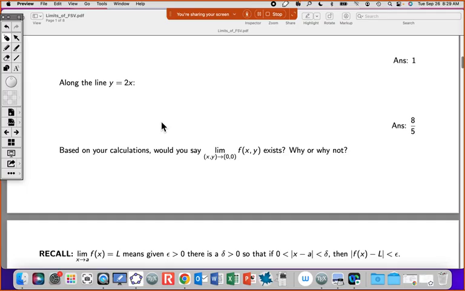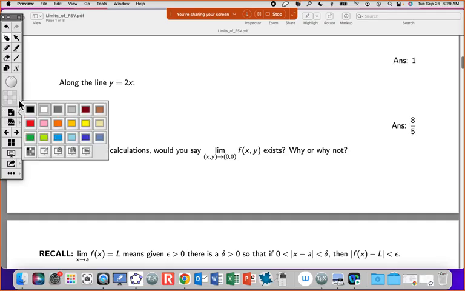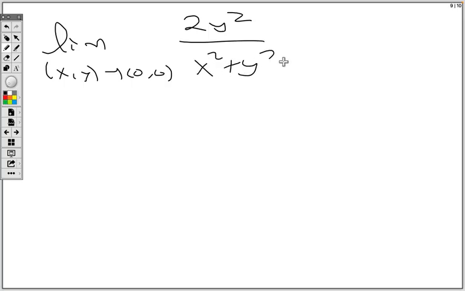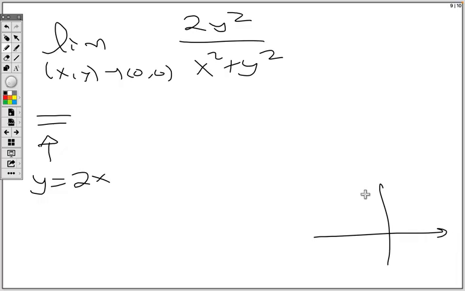Let's look along the line y equals 2x. So I'm taking the limit as xy goes to 0, 0 of 2y squared over x squared plus y squared. And now we're going to go along the line y equals 2x. Okay, so once again we go over here and we think about what we're doing. I know I can't plug in 0, 0. So we're going to come into 0, 0 along the line y equals 2x. So sort of a different sort of diagonal line.